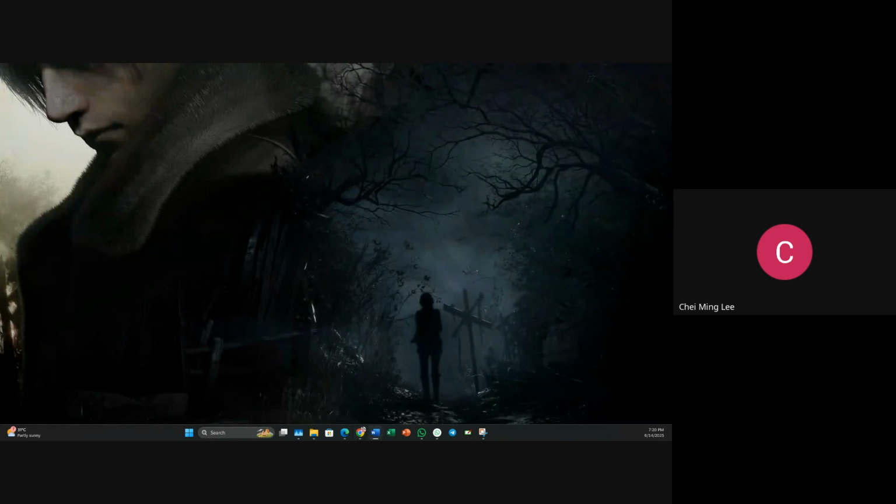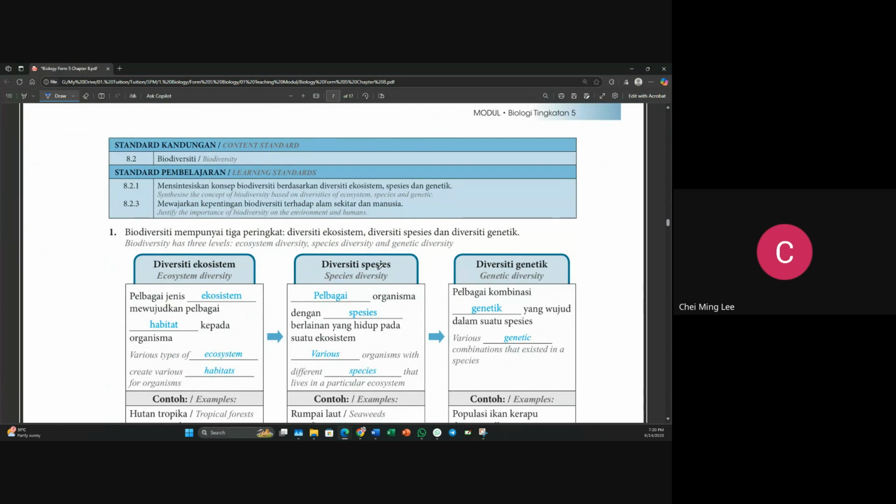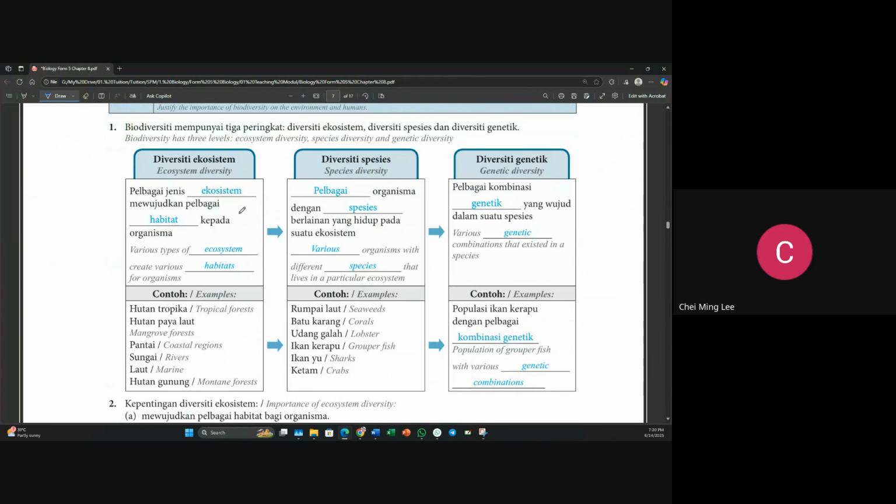Okay, so let's continue. So let's see biodiversity. Biodiversity has three levels: ecosystem diversity, species diversity, and genetic diversity. For ecosystem diversity, it means that there are various types of ecosystem and it creates various habitats for organisms, like tropical forest, mangrove, coastal region, rivers, marine, and montane forest. Montane forests are actually the mountain forest.